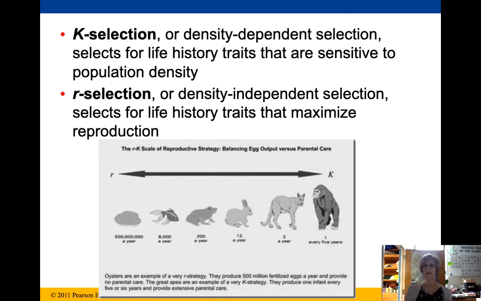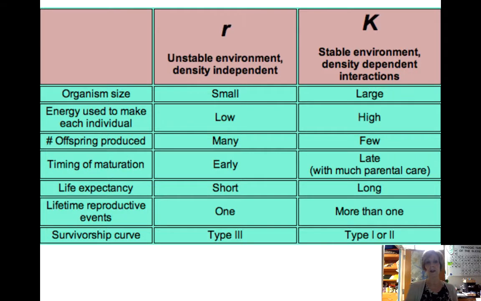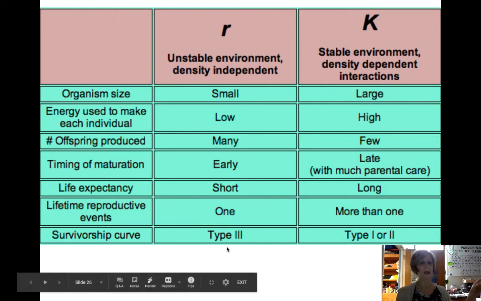The r selected organisms, we say that's density-independent selection. So I don't care how many other organisms are there, I'm going to reproduce as much as possible, and if that was my strategy, I would be in r selection. So you can get an idea about what kinds of organisms might be r and what kinds might be K. r selected species tend to be small. There's usually a lot of them. They don't have a very long maturation phase. They have short life expectancy. And we'll see in a minute their survivorship curve is more likely to be type 3.